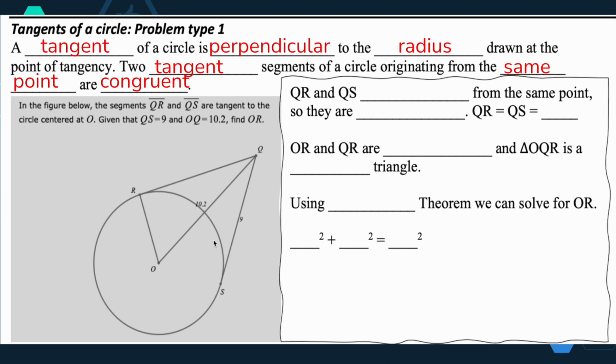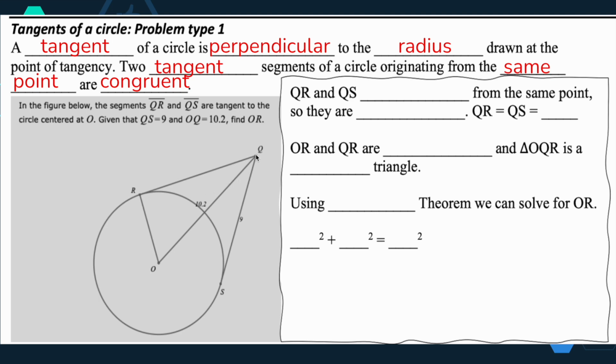If we look at this diagram, a tangent is perpendicular to a radius if it's drawn at the point of tangency. These would be perpendicular because I have a radius going from the center to the side, and this tangent coming down and touching the circle right here at R. Since that's where the radius and the tangent come together, they are perpendicular.